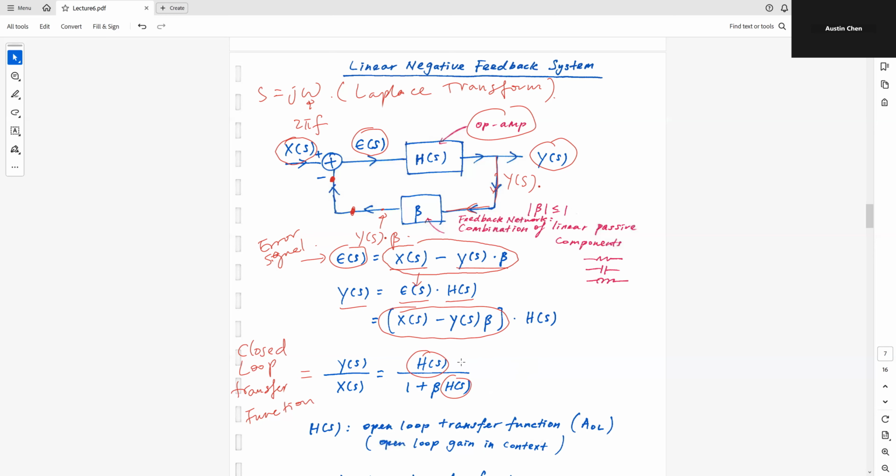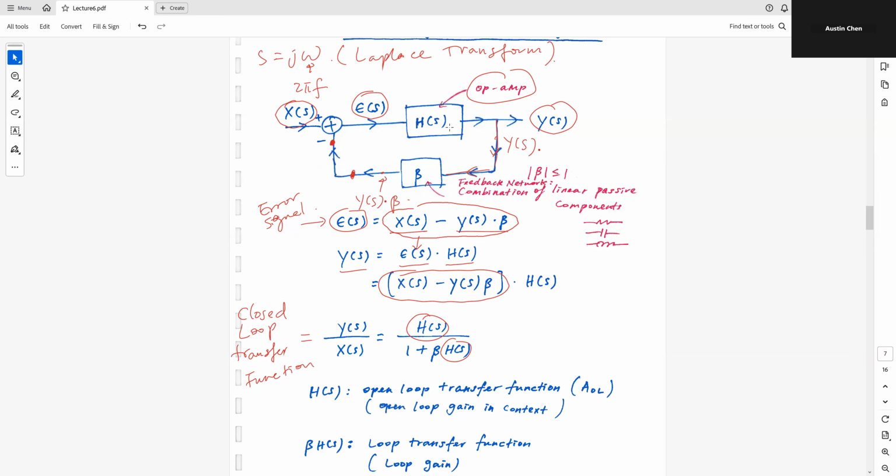Something important to keep in mind: h of s is actually my open loop transfer function, or AOL in the context of an op-amp. It is the open loop transfer function because, without any loop introduced, if I just look at this h of s by itself in isolation, then it is indeed a transfer function, but in an open loop configuration. So h of s is my open loop.